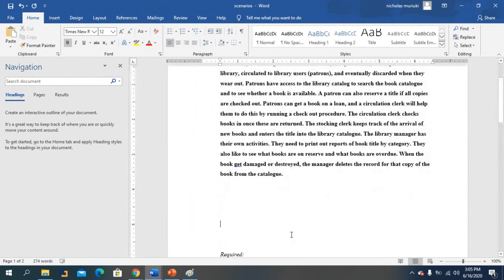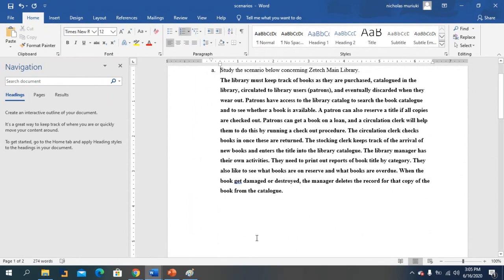So we come up with actors. The first thing is to come up with actors. Which are these actors that you are having? You read the scenario, you try to interpret the scenario, then come up with these actors.